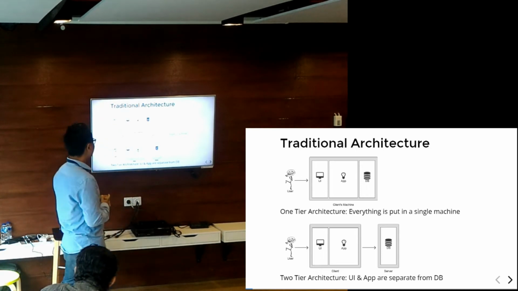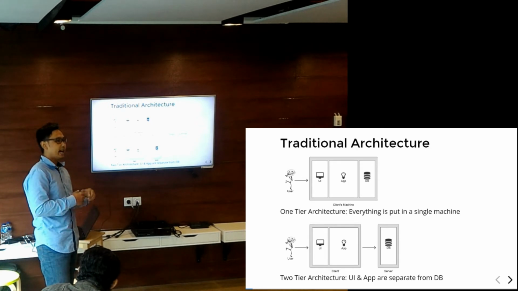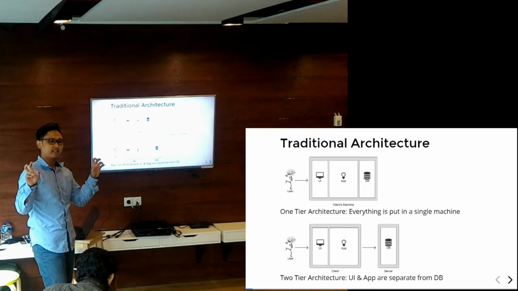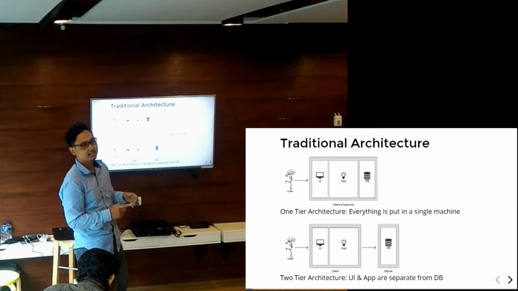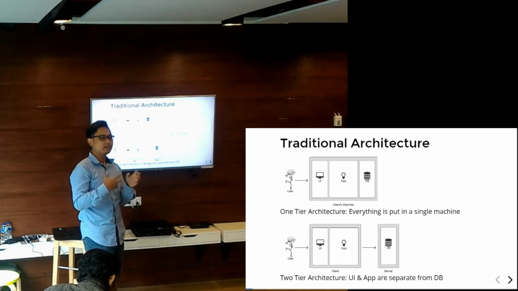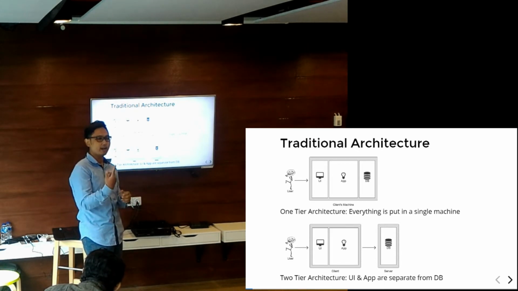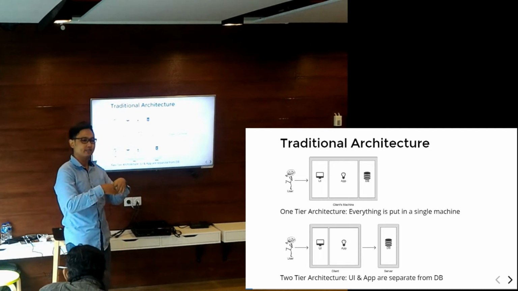And the next one is two-tier architecture. We split the persistent layer from the application and UI. So we get a smart desktop application that is accessing a centralized database server, right? We can install multiple client applications, and we can have one single database server, and all of the data is stored in that one single server.